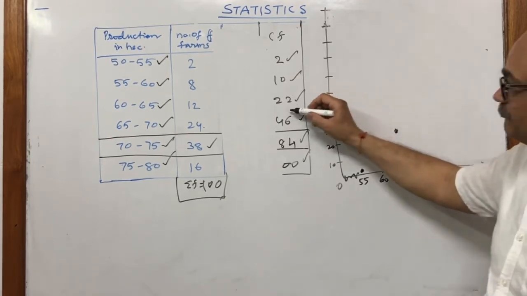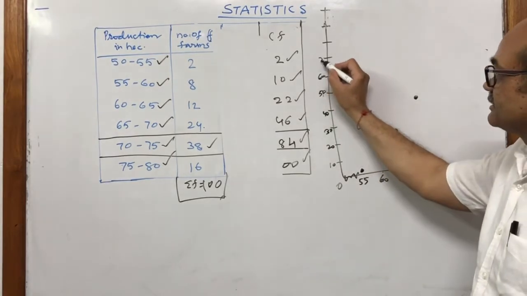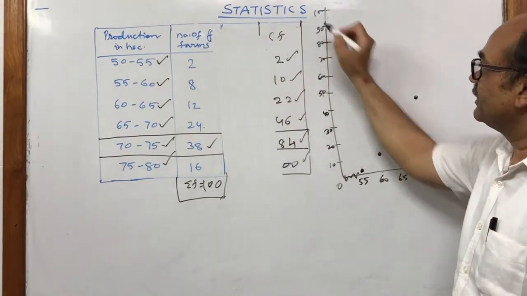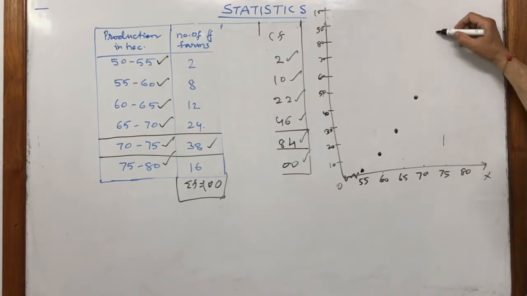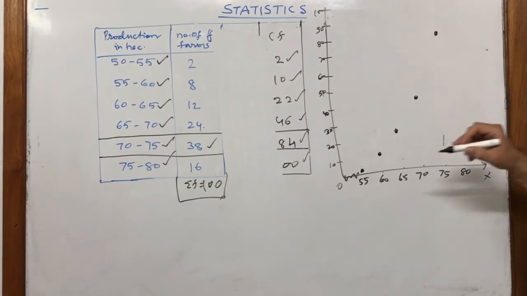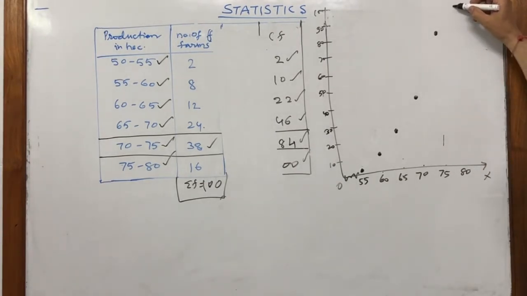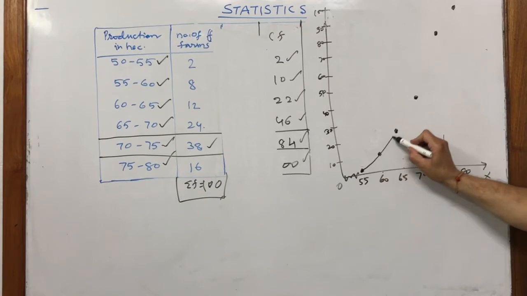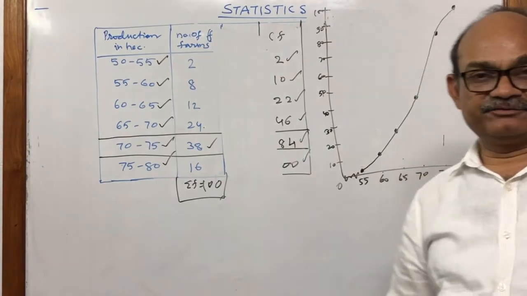At 70 we need 46. This is 46. 60, 70, 80, 90 and 100. Next 75. At 75 we need 38. At 70 we need 84. 84 is a large number, it is here. Next 80. 100. And you have to join them with a freehand curve. This is called less than OGIVE.